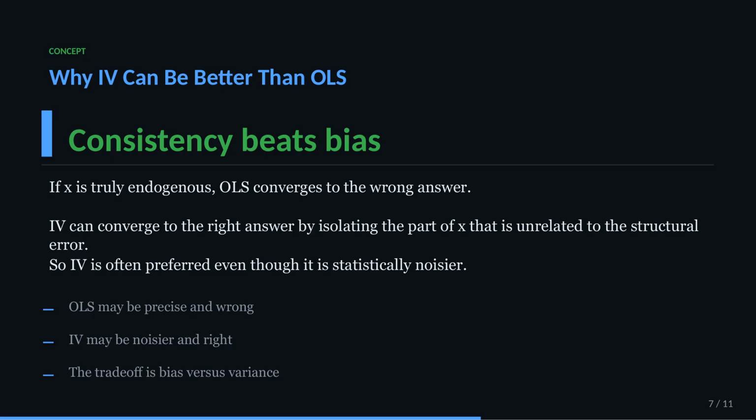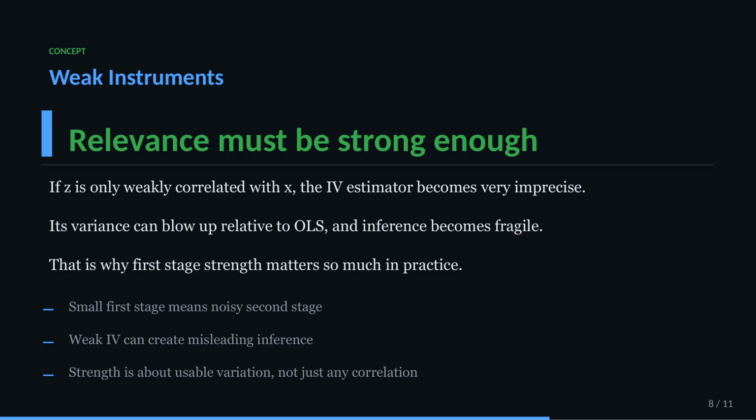That trade-off becomes painful when instruments are weak. If Z barely moves X, then the denominator in the IV logic is tiny, and the estimator becomes unstable. Weak instruments make IV imprecise and can badly damage inference. So not all relevant instruments are equally useful. They need enough strength to generate meaningful identifying variation.